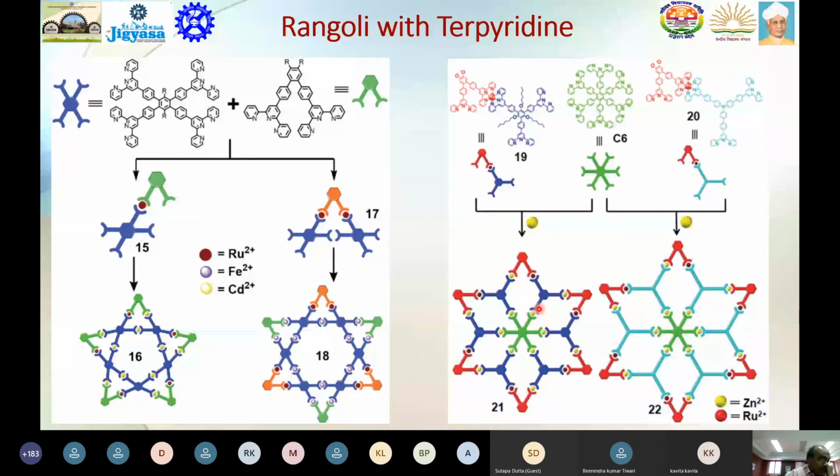Okay, and you can also ask me questions. So we started off with the rangoli. I can actually have a rangoli with the terpyridine.